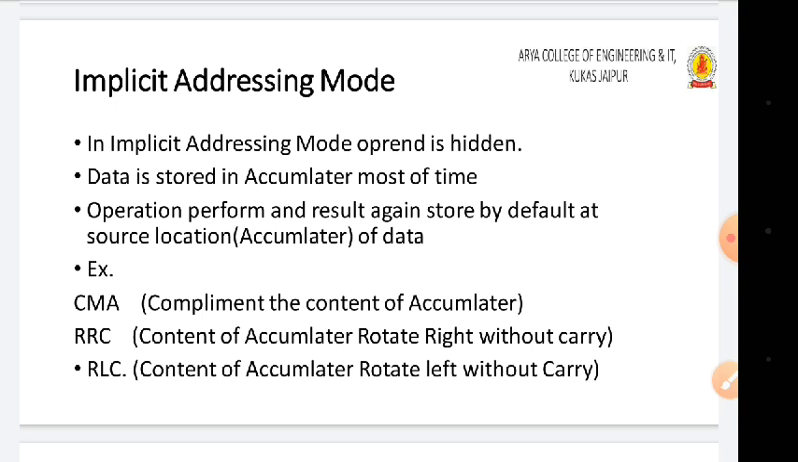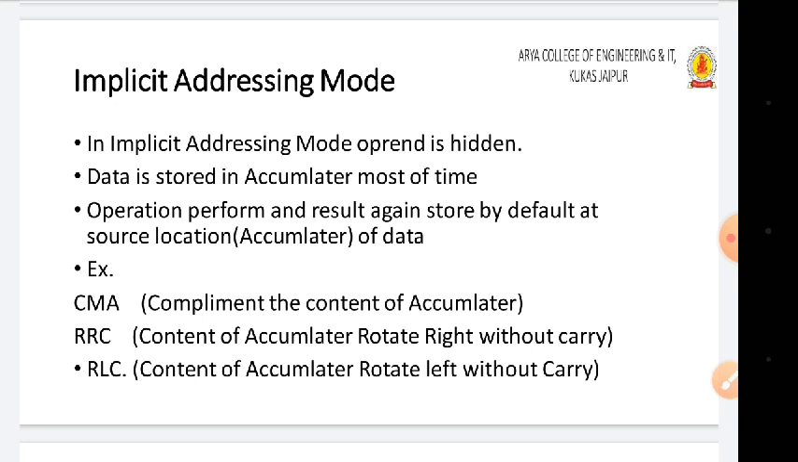For example, CMA: complement the content of the accumulator. It means data is in the accumulator, it is complemented and again stored in the accumulator. RRC: rotate the content of the accumulator right. RLC: rotate the content of the accumulator left.